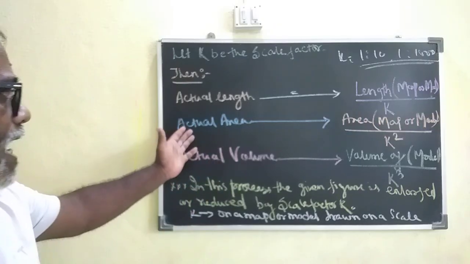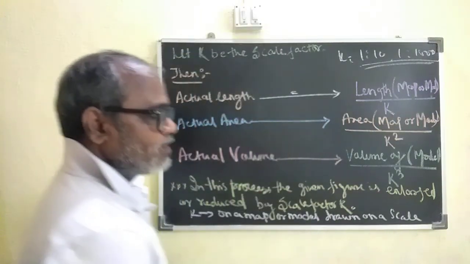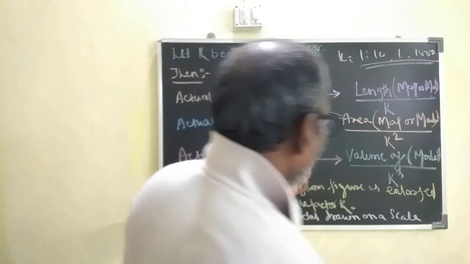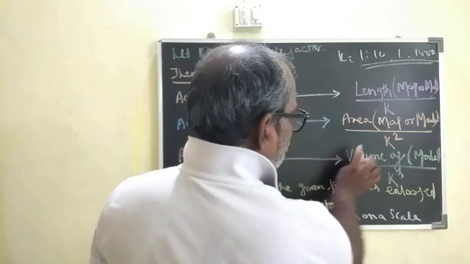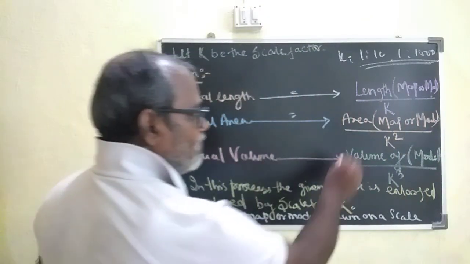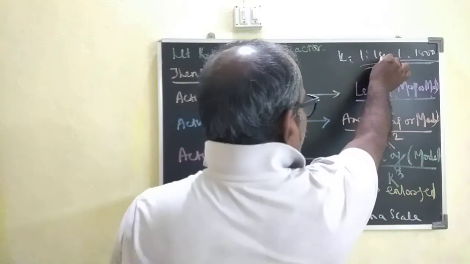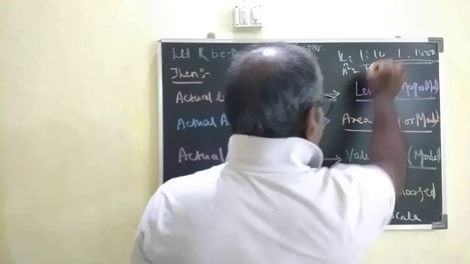When it comes to the actual area, sometimes the area is also asked to find out. Just 2 years back in an ICSE question, there was a question regarding the area of the model. So actual area is also equal to the area of the map or the model, whatever is given, divided by K square. If K is 1:10, then K square will be 1:100.